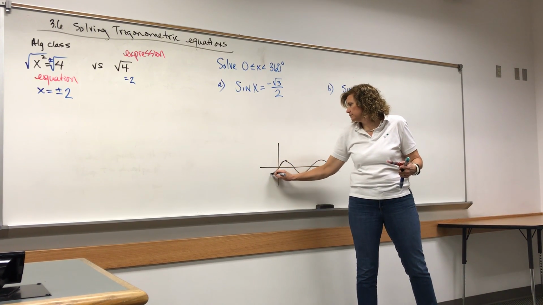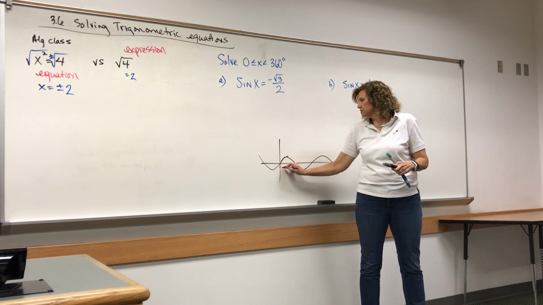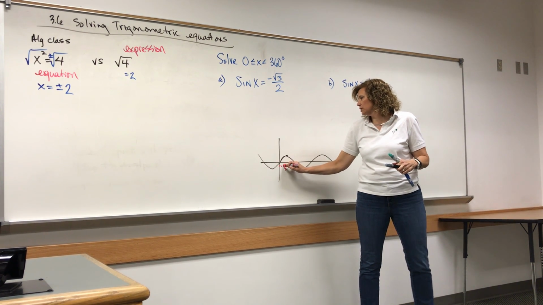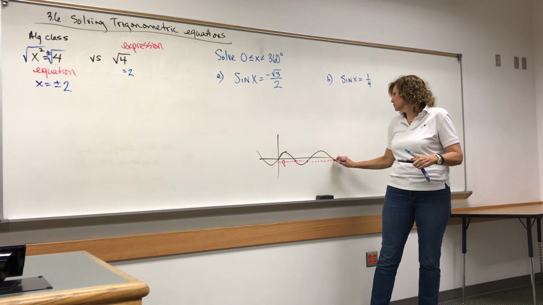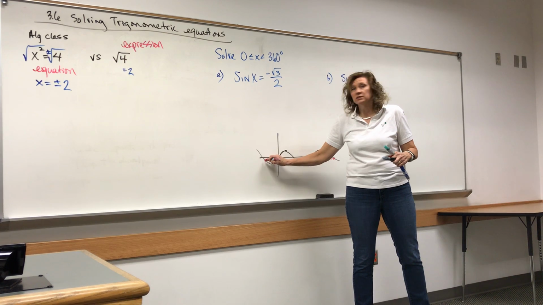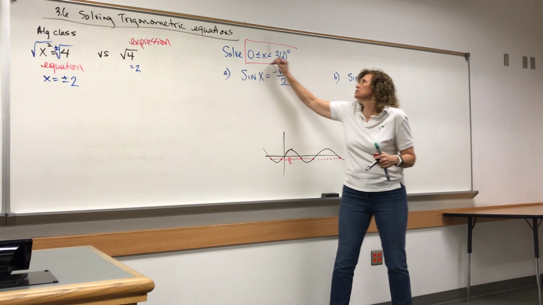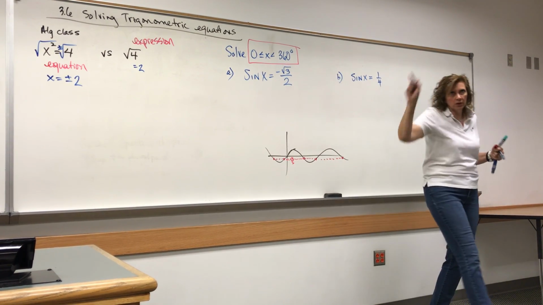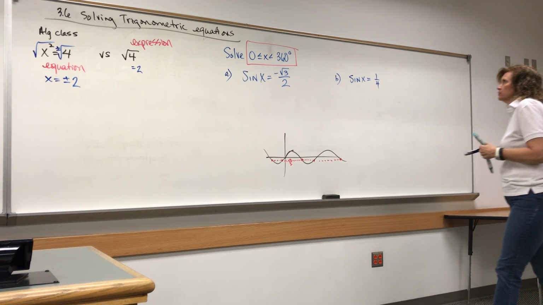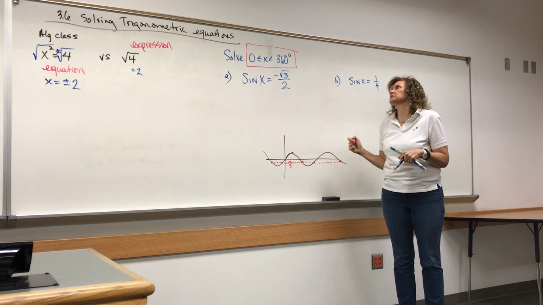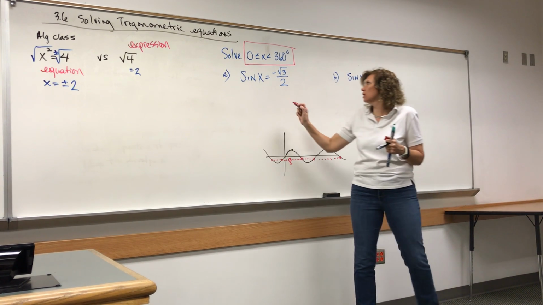Okay, here's negative root 3 over 2. And so I want all the times when the sine curve is going to equal negative root 3 over 2. There's an infinite number of answers. However, we are going to find the answers that lie within one revolution of our angle measures, from 0 to 360. When will the sine be negative square root of 3 over 2? All right, so first of all, what are we going to focus on?